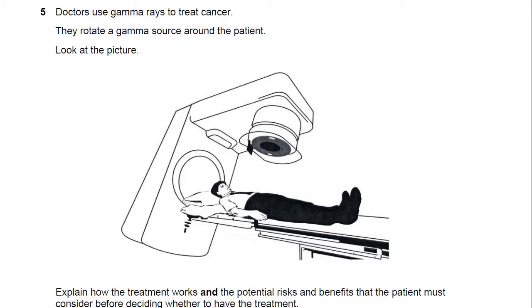Look at the picture. So this machine rotates around with the patient sitting in the middle of it. This is a gamma ray source. So there's a beam, if you like, of gamma rays which rotates around the patient, continuously emitting that beam. And what they're trying to do is actually destroy a tumour which is going to be somewhere in the patient's body. This is called radiotherapy. You've heard of it.